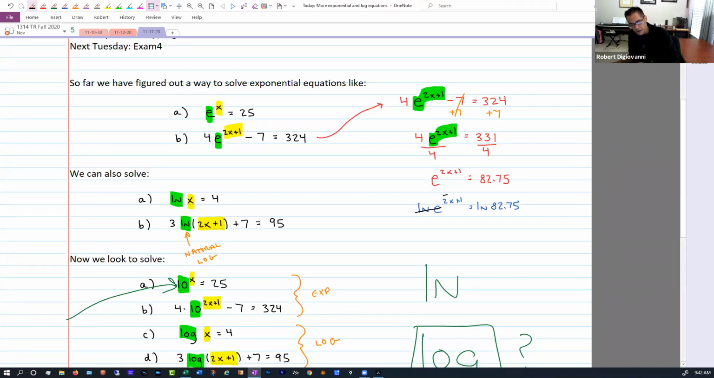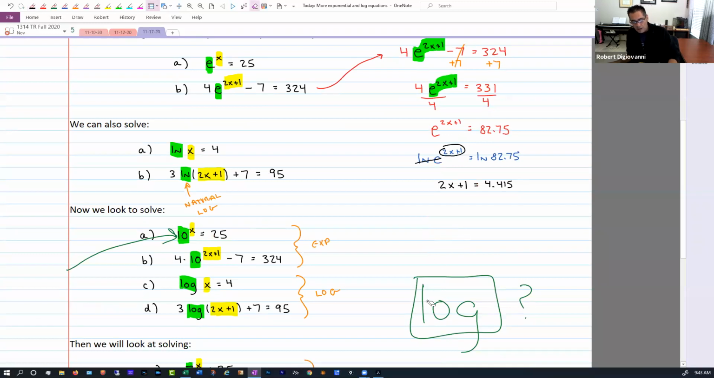So what we're going to get is this 2x plus 1. That's all that's going to be left on the left-hand side. And then on our calculators, we have to figure out what the natural log of 82.75 is. And I get 4.415. And if you round, that's okay.